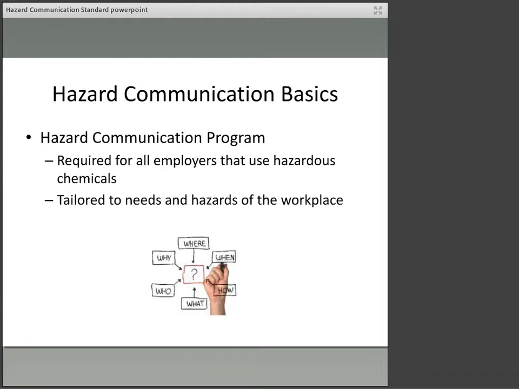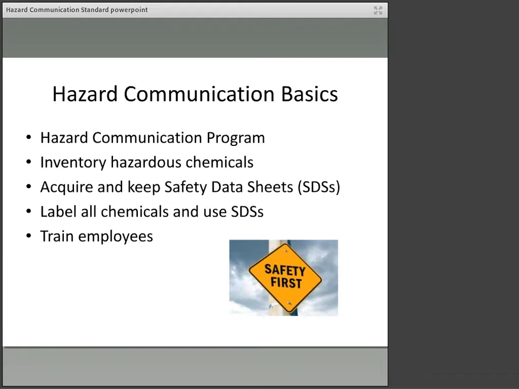Employers that use hazardous chemicals have a responsibility to tailor a safety plan to meet the needs and hazards of their specific workplace, including an inventory of hazardous chemicals, safety data sheets for all identified hazardous chemicals, current labels, and employee training. This basic training that you're receiving today is the first step in compliance with the revised HAZCOM standard and is required to be completed by December 1st, 2013. There are other specific requirements that will be phased in over the next 3 years through June 2016.